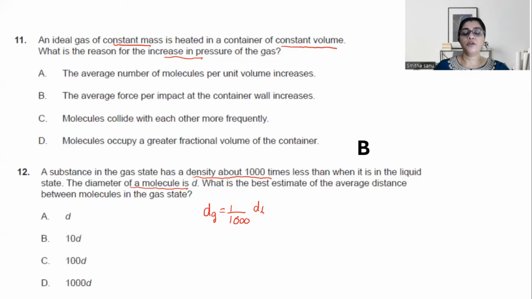So if density is 1/1000, we can tell that volume is inversely proportional. So volume is 1000.